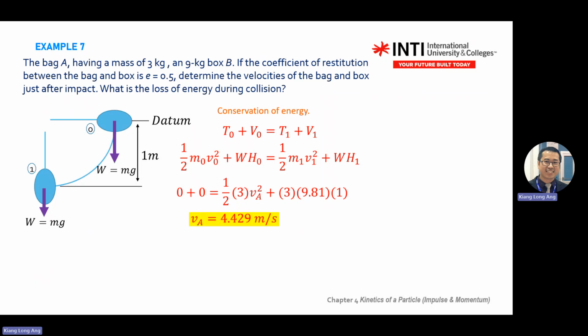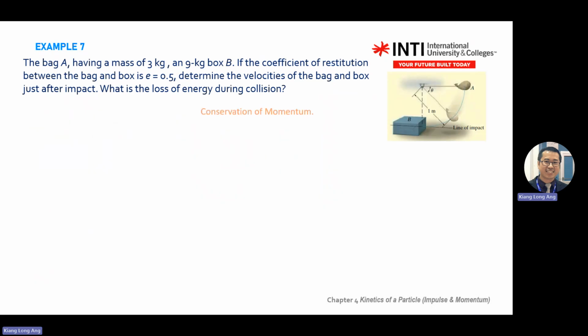Okay. So we are choosing 4 point something for A. Right. So then we look at conservation of momentum. Just after impact, B doesn't move. A is coming with the velocity.